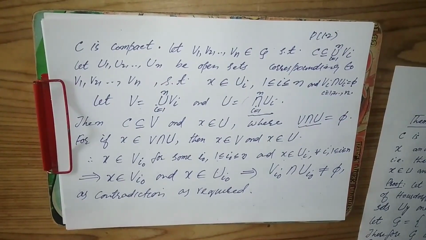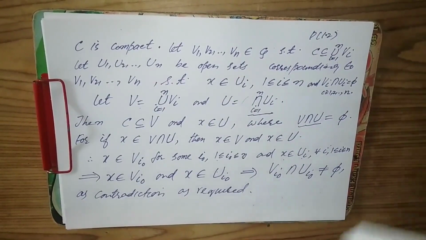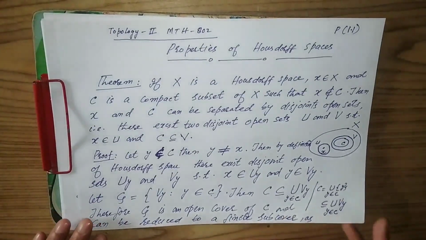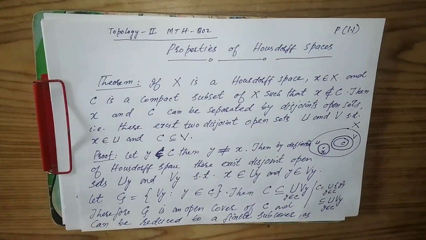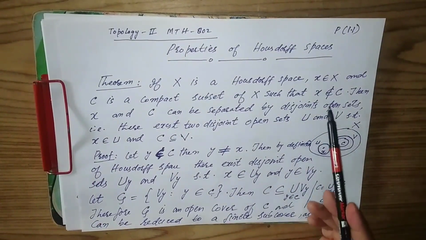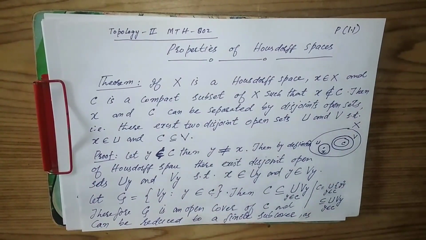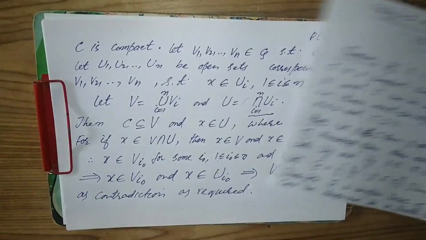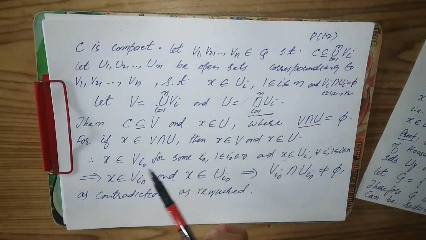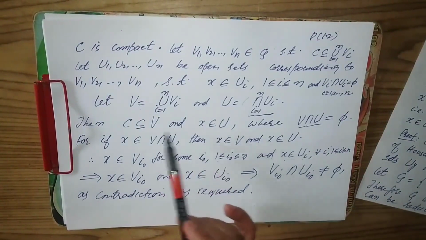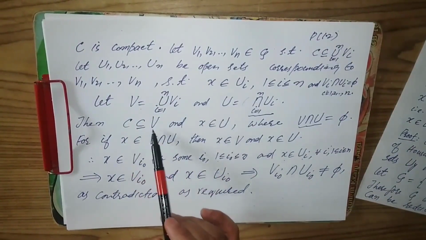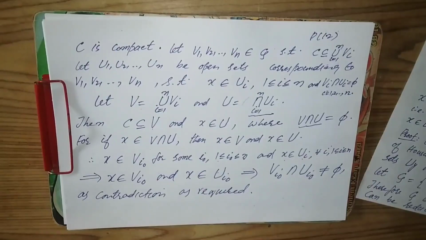So this proves the theorem completely, because in this theorem we have to prove that for any point x which is not in the compact set C, x and C can be separated by disjoint open sets, and here we have these disjoint open sets V and U, C is a subset of V, x belongs to U. So x and C are separated by disjoint open sets.